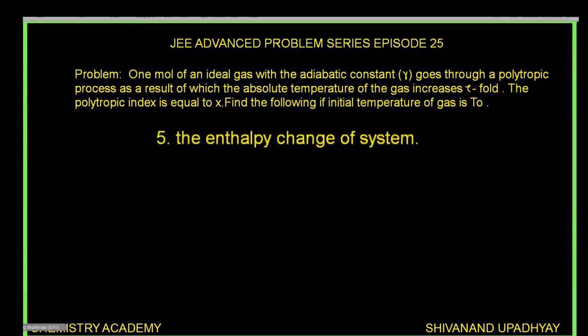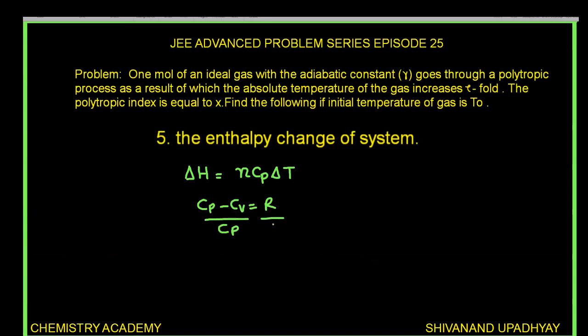If we want to calculate the enthalpy change of the system, again we can write a direct formula. For an ideal gas participating in any process, the enthalpy change can be written as nCp delta T. Now Cp we can use as Cp minus Cv is equal to R. If I divide both sides by Cp, I can write that this value is equal to 1 minus 1 upon gamma. So if I simplify, 1 minus 1 upon gamma is equal to R upon Cp.